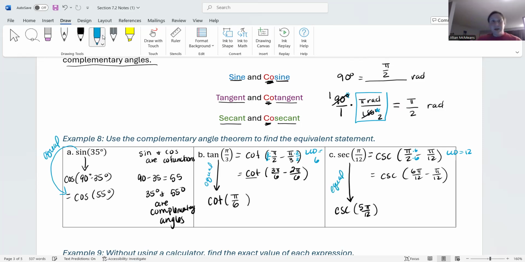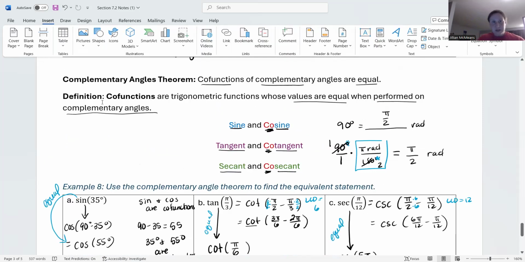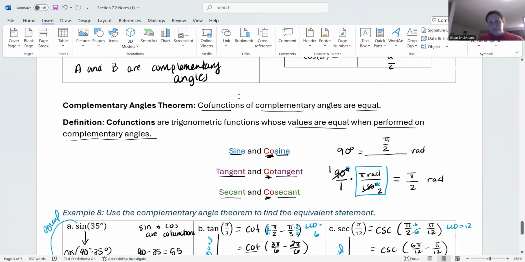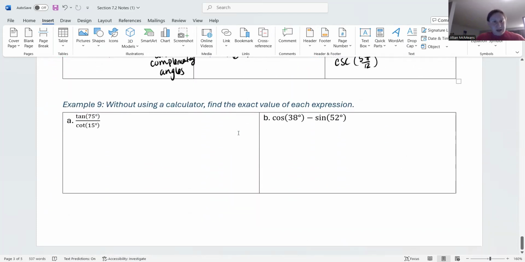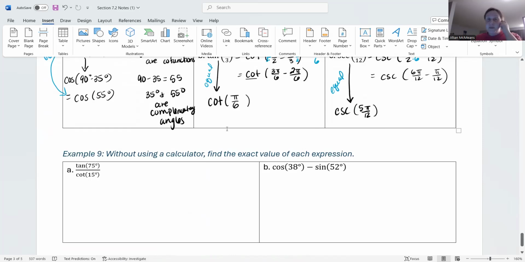Okay, so that is, if we scroll up just a smidgen, the complementary angle theorem. Cofunctions of complementary angles are equal. Okay? Is this the last one? Okay, so last up it says, example 9, without using a calculator, find the exact value of each expression. Now, we've just learned about cofunctions, so let's use that complementary angle cofunction relationship, okay? So remember, cofunctions are equal when they're applied to complementary angles.